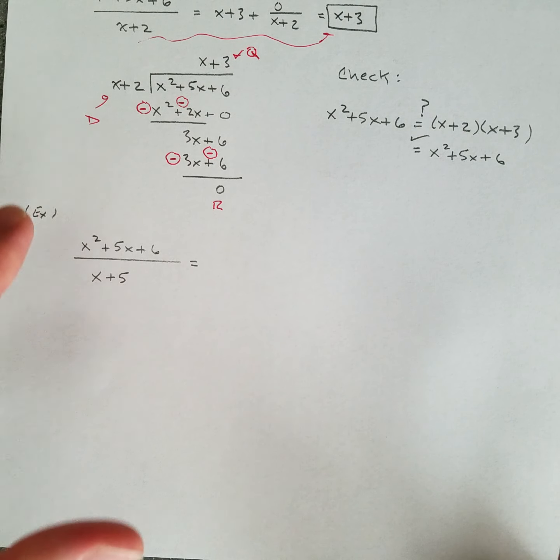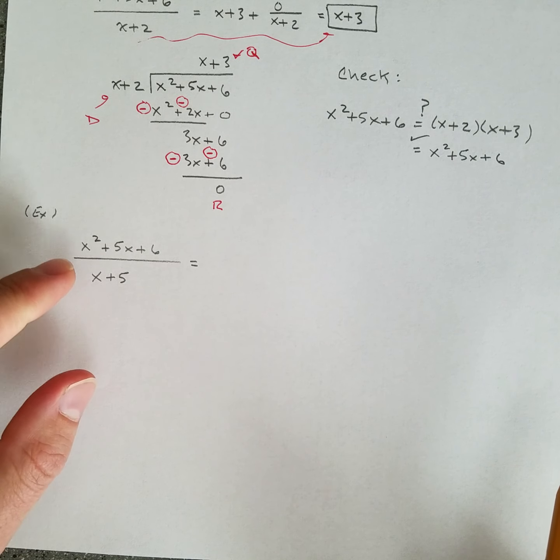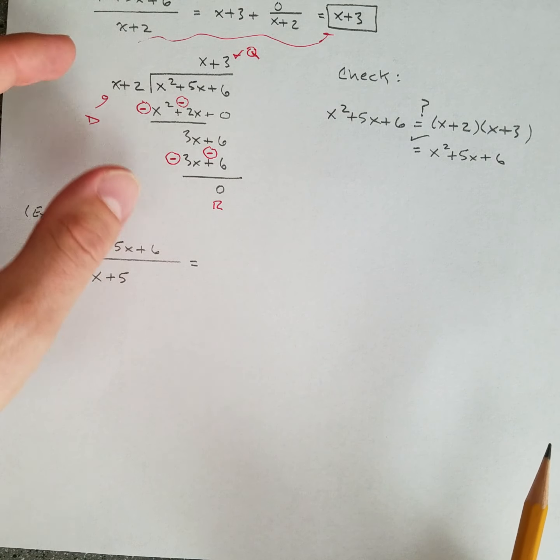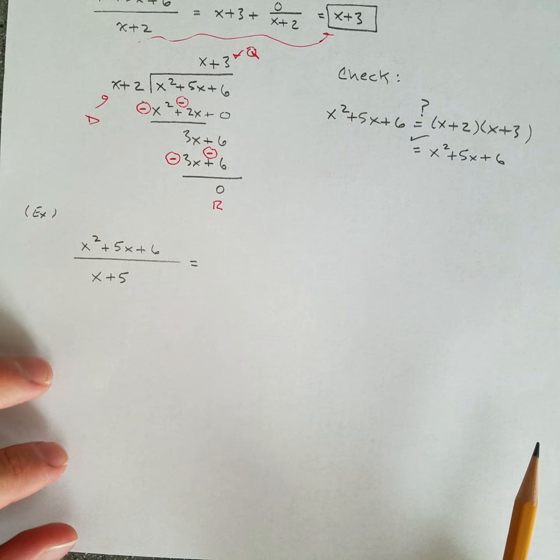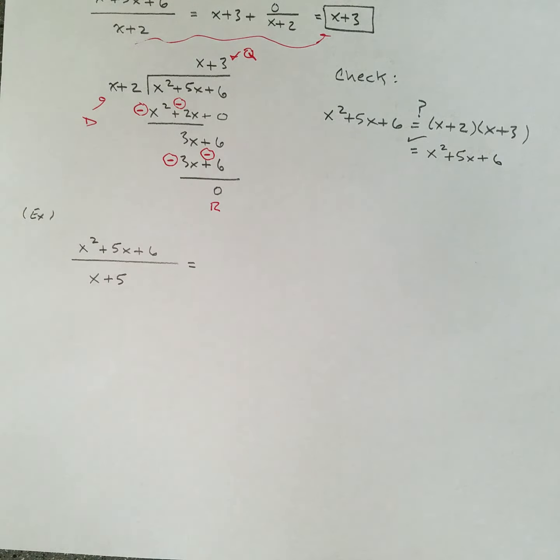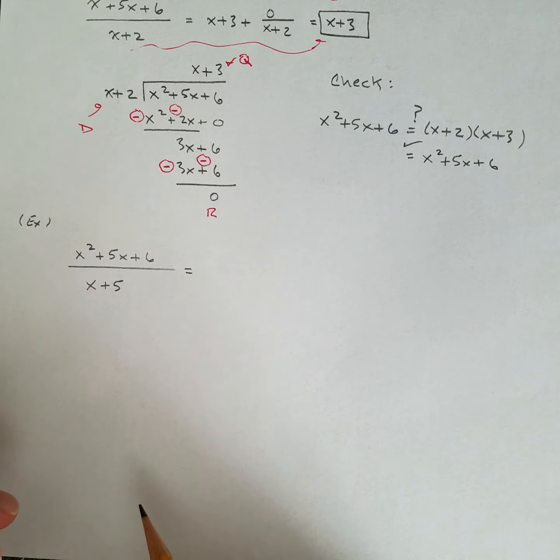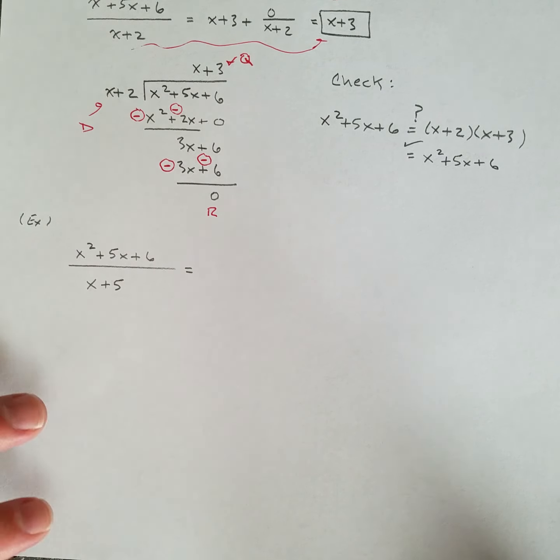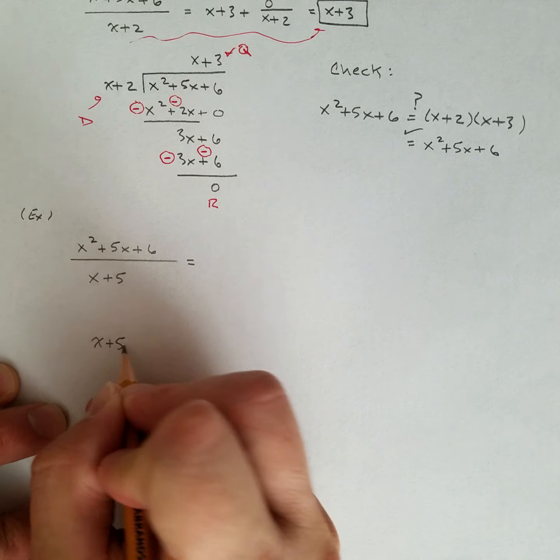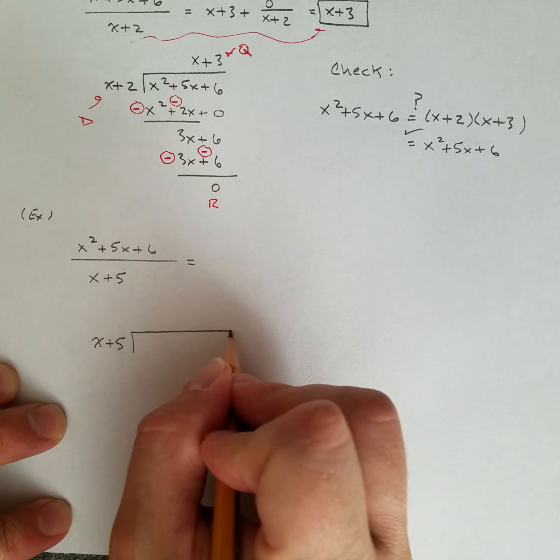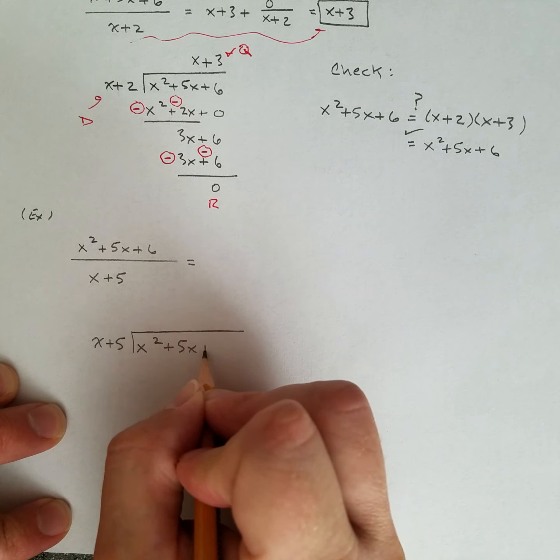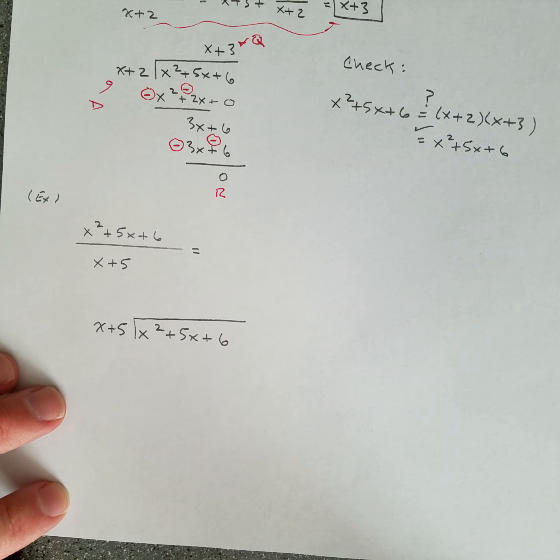So here's another one. It looks a lot like that one, and I want it that way because I want to focus on practicing this with you. In fact, you could pause the video and see if you can do it the way I did up there and get the answer. But I'll show you how you set it up first. You divide x plus 5 into x squared plus 5x plus 6. So that's the setup.